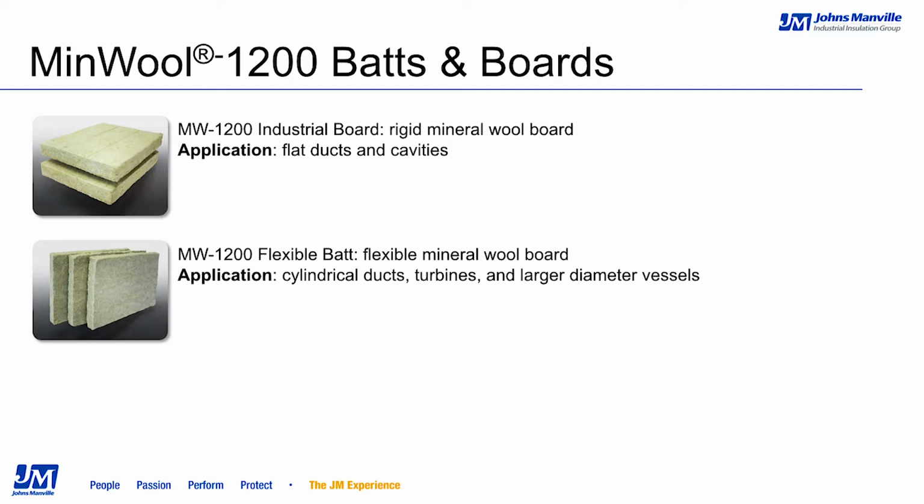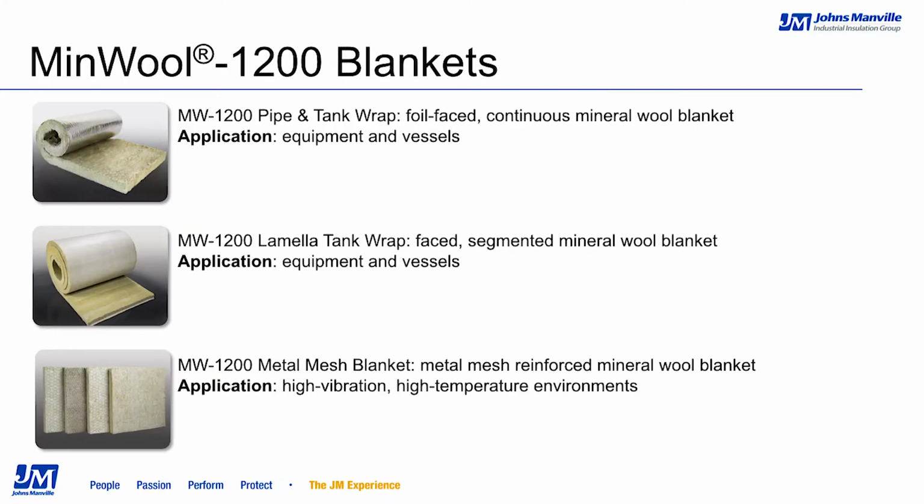For boards and bats, we have our industrial board and industrial bat. Both come in a variety of densities and thicknesses. The boards are typically used in flat ducts and cavities, while the bats can be used in cylindrical ducts, turbines, and large diameter vessels.